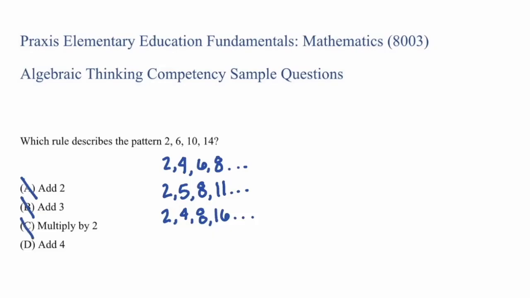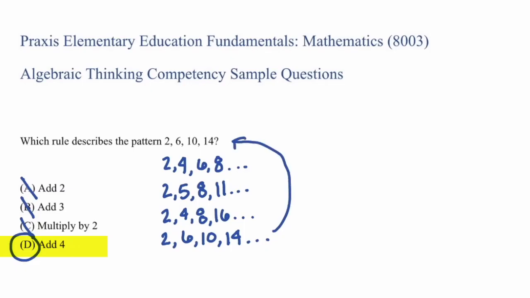And then finally we have D, add 4, which would be 2, 6, 10, and 14. So D is our answer, since it matches up here.